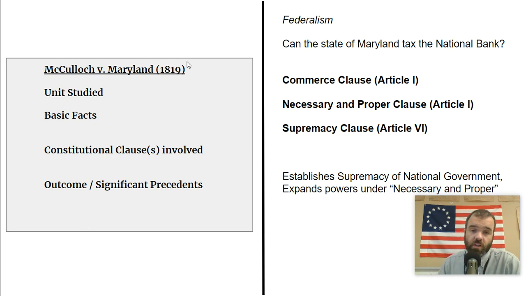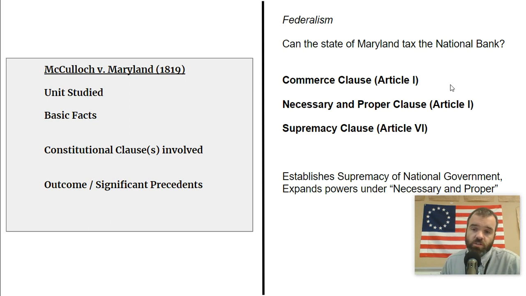In McCulloch versus Maryland in 1819, the state of Maryland tried to impose a tax on the National Bank of the United States. The National Bank didn't believe that they could be taxed, and didn't believe the states had the power to tax. So this is a dispute that the Supreme Court took up and issued a ruling on. Now, their ruling was based on the Commerce Clause, the Necessary and Proper Clause, and the Supremacy Clause.